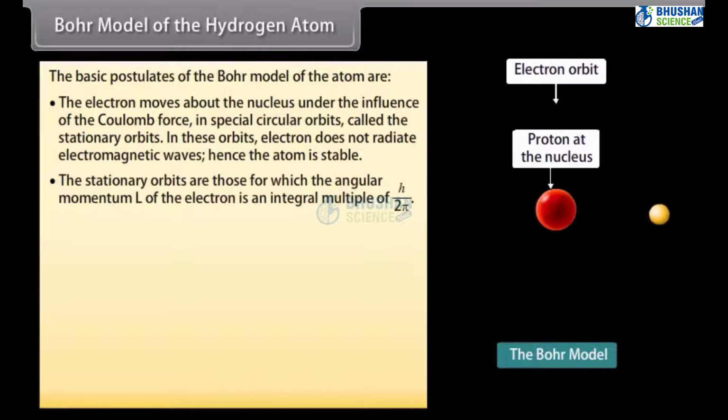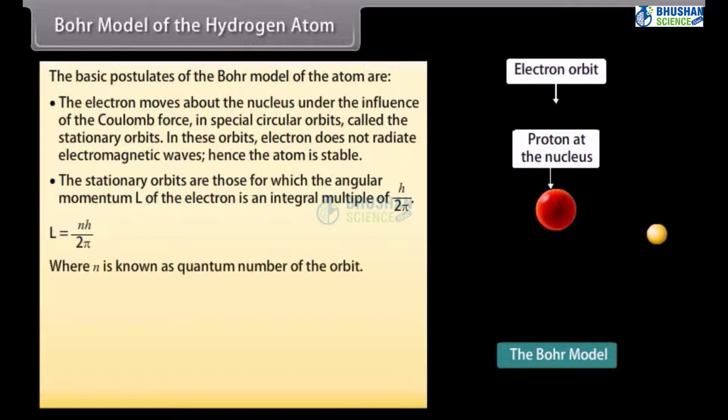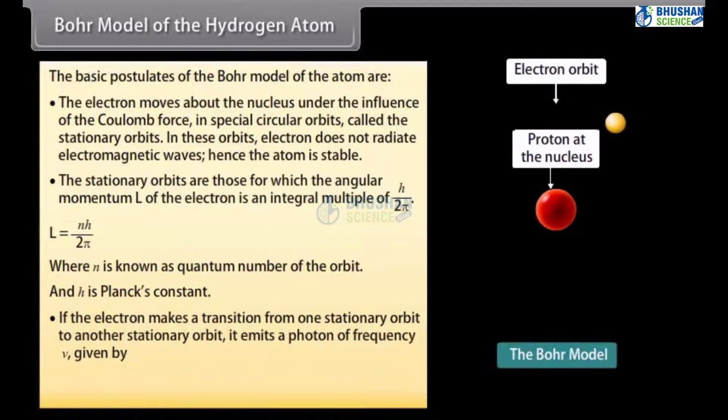The stationary orbits are those for which the angular momentum L of the electron is an integral multiple of h/2π. L = nh/2π, where n is known as the quantum number of the orbit and h is Planck's constant. If the electron makes a transition from one stationary orbit to another stationary orbit, it emits a photon of frequency ν given by (Ei − Ef)/h.